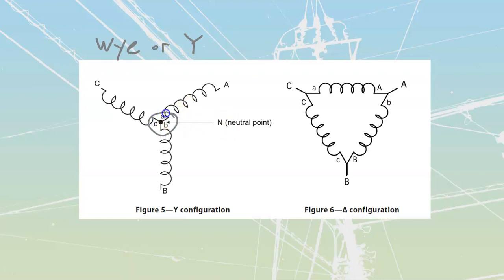What we're going to do is take all of our lowercase letters and connect them together inside of the machine, and we only take power out on the A, the C, and the B uppercases. Three leads are going to come out, and we're going to have a Y connection. The other one we're going to have is a delta connection. And the delta connection is also represented by this triangle.